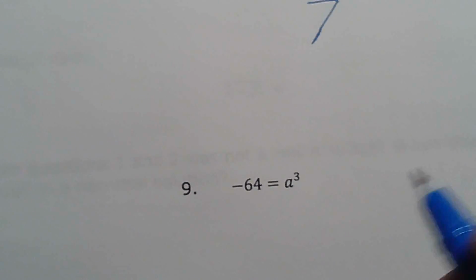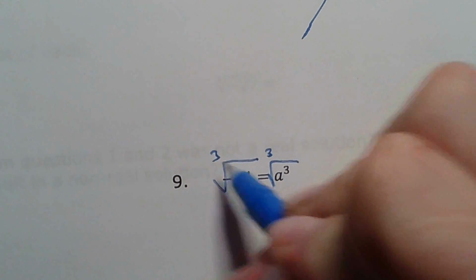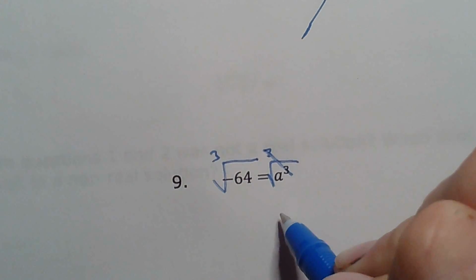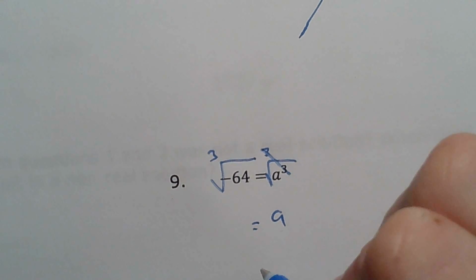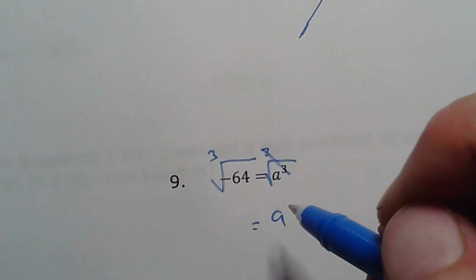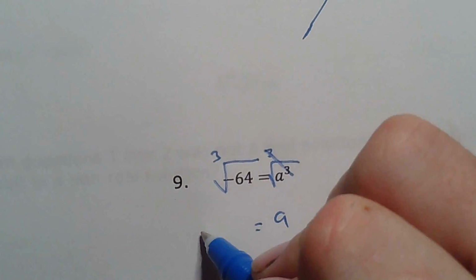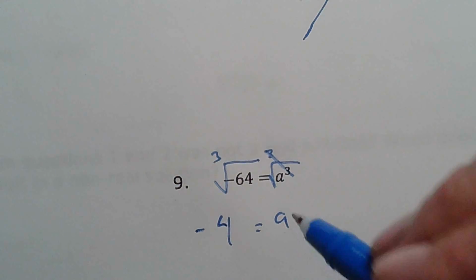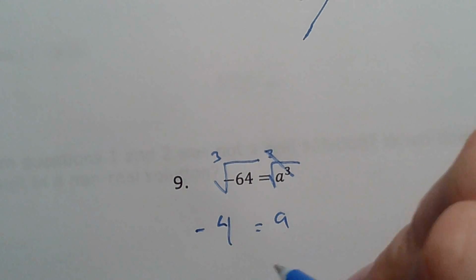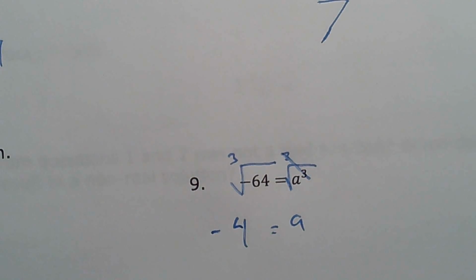All right, and how about this one? This is negative 64. Again, take the cube root of both sides. The 3's cancel out. I have a, and this is going to be equal to the cube root of negative 64. 4 times 4 is 16, times 4 is 64. I do the same thing with negatives. Negative 4 times negative 4 is 16, times negative 4 is negative 64. So the cube root of negative 64 is negative 4. Then we have a 512 coming up here.